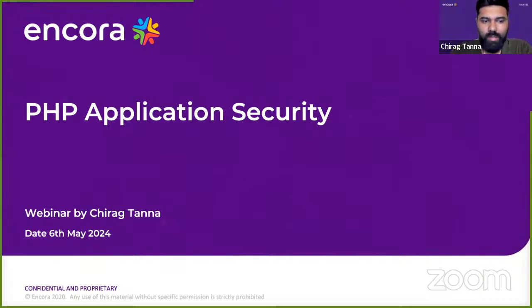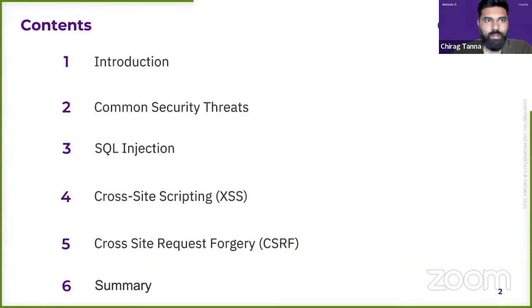So let's see what we have today. We will cover mostly three types of application security in PHP: what the common security threats are and how we can prevent them. We will start with the introduction, how PHP application security works. And then we will see three types of major threats. First is SQL injection. Second is cross-site scripting. And third one is cross-site request forgery.